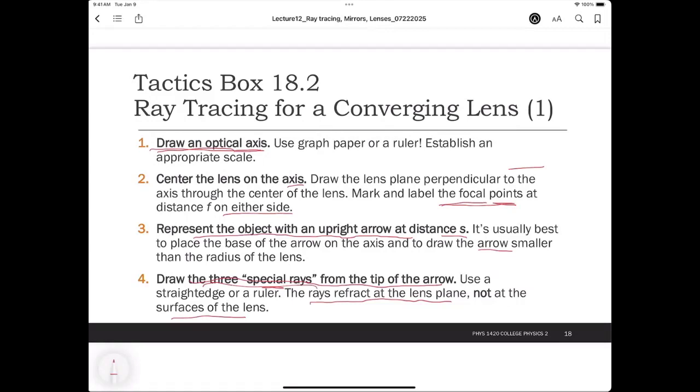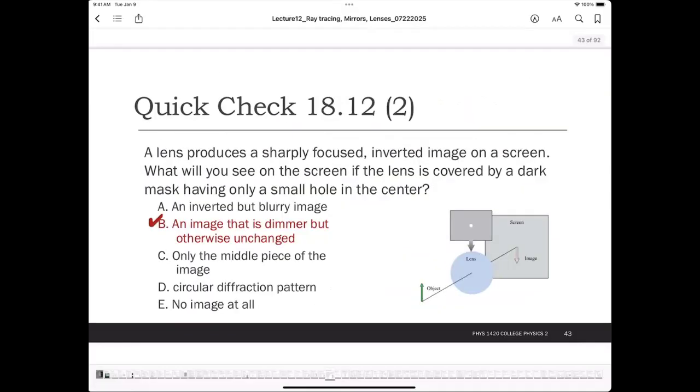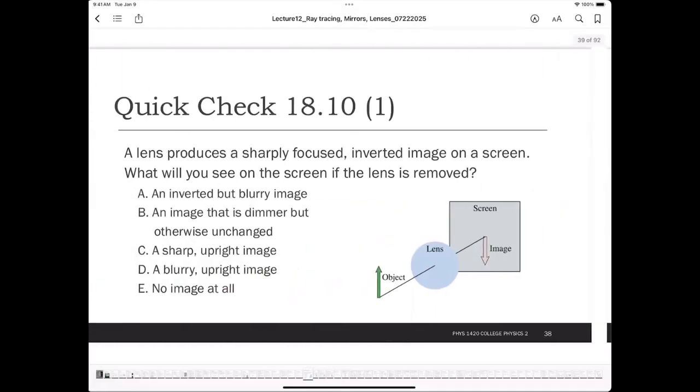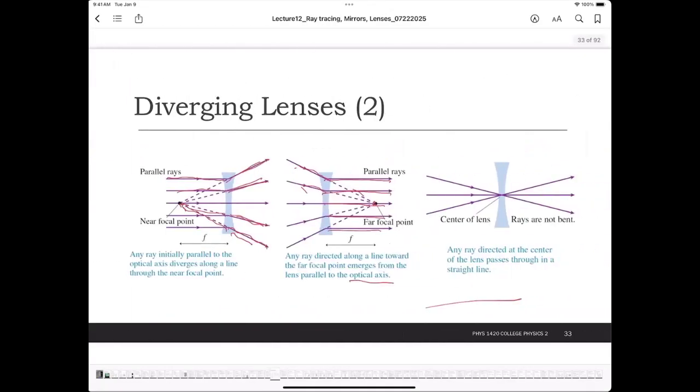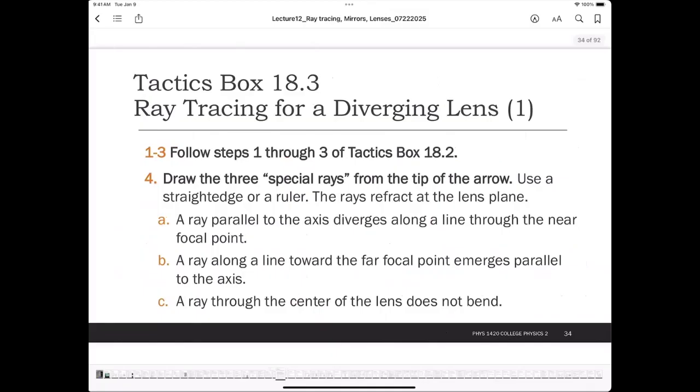Okay, let's continue to talk about ray tracing. From step 4, there are some differences. Draw the three special lines from the tip of the arrow. Use a straight edge or a ruler. The lines refract at the lens plane. There are three special lines, and they are different from the convergent lens.